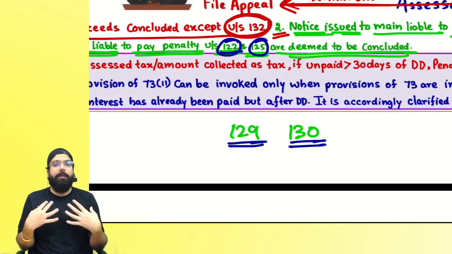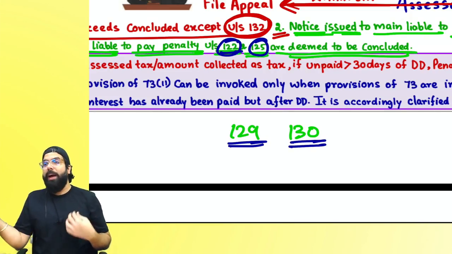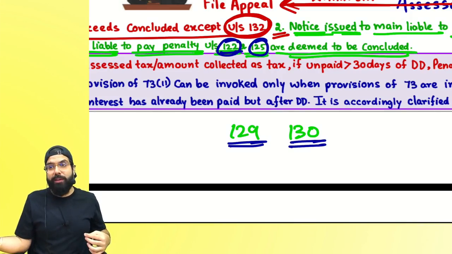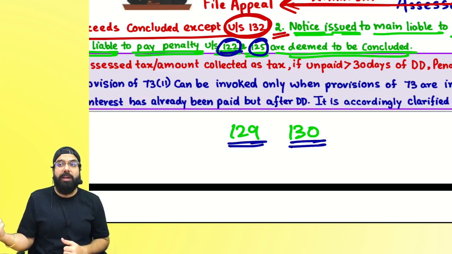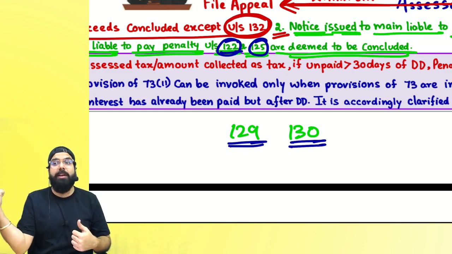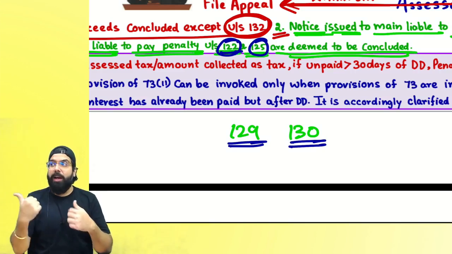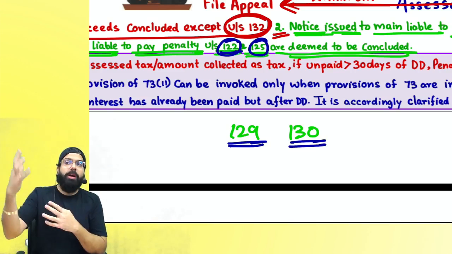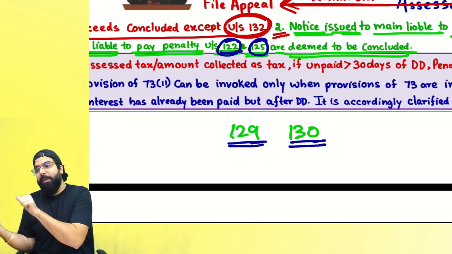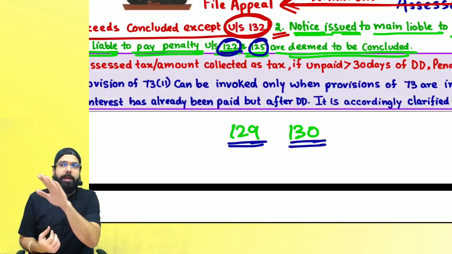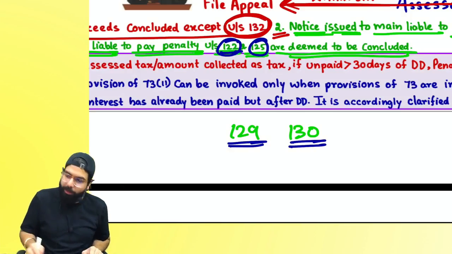So supposedly I have done some wrong thing, and along with me there was a transporter. So if notice is served on the transporter, my proceeding being concluded doesn't mean his proceedings will be concluded. Against him, 129 or 130 proceedings against the additional noticees will go on. I hope everyone is clear.